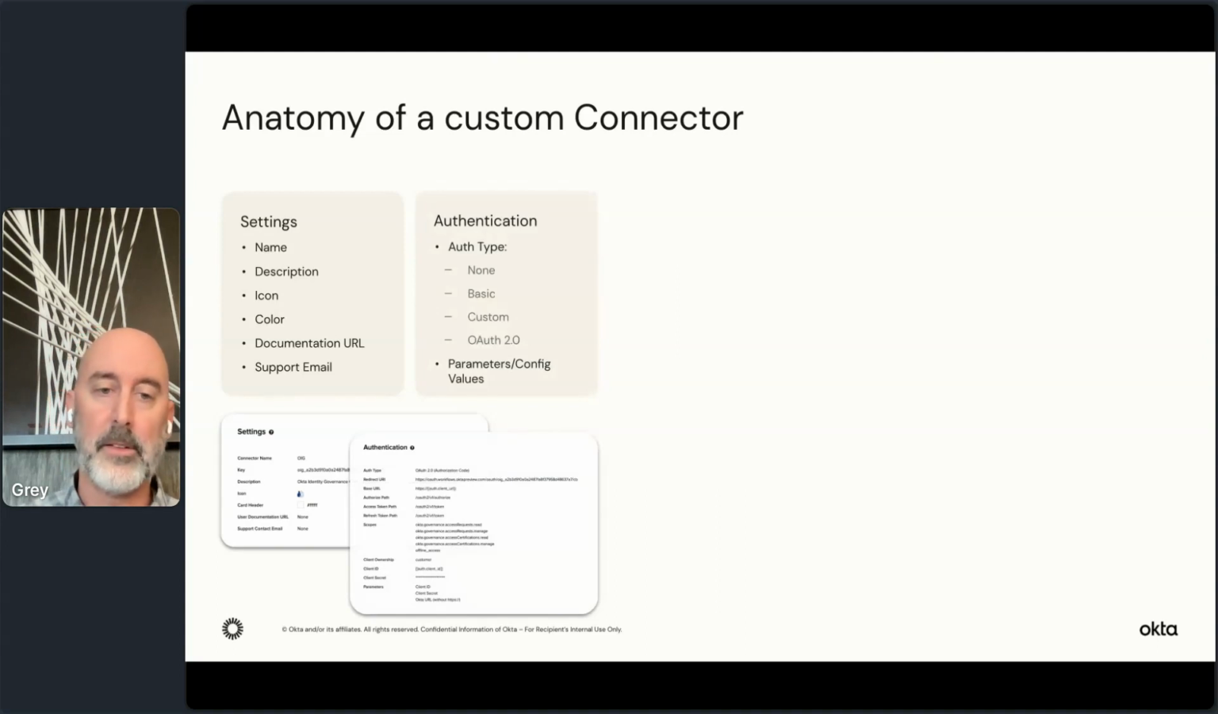And then we have the option to add some parameters and config values. Those would allow the end user that's making use of the connector to provide information. So putting in a client ID and a client secret, or maybe a tenant name or something for a specific instance of the application you wanted to connect to.